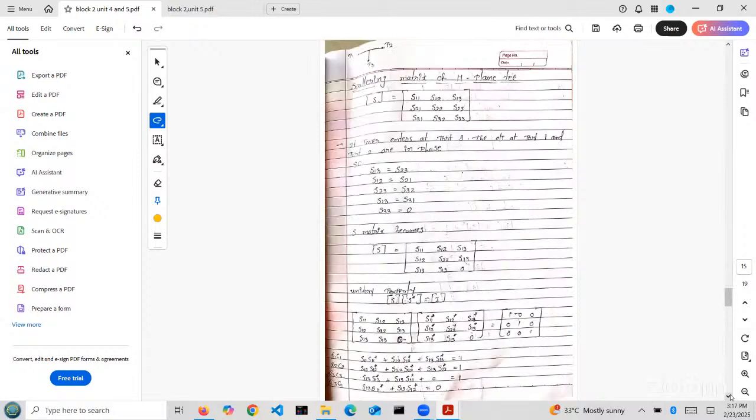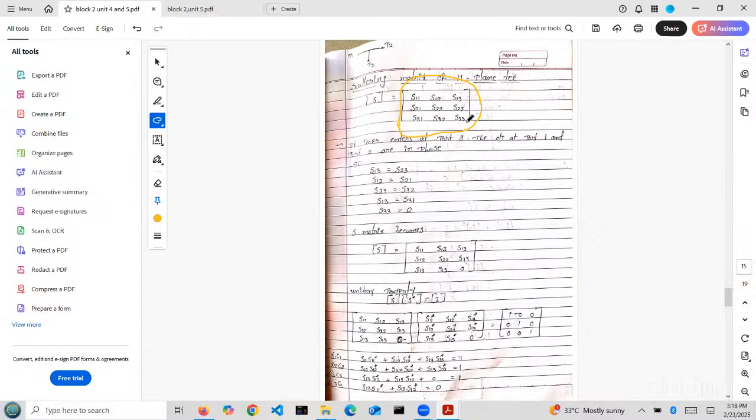Now we will see the derivation of the scattering matrix of the H-plane tee. Again I am taking a 3 by 3 matrix. What is the 3 by 3 matrix we have? S11, S12, S13. Next, S21, S22, S23. Next is S31, S32, S33. We have a 3 by 3 matrix.